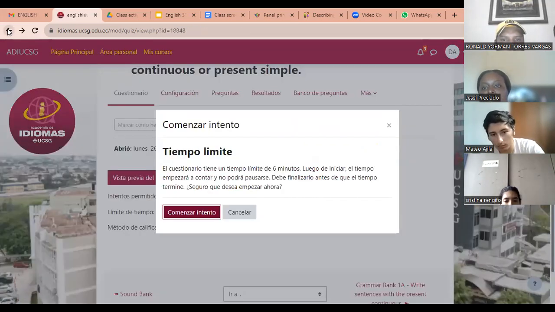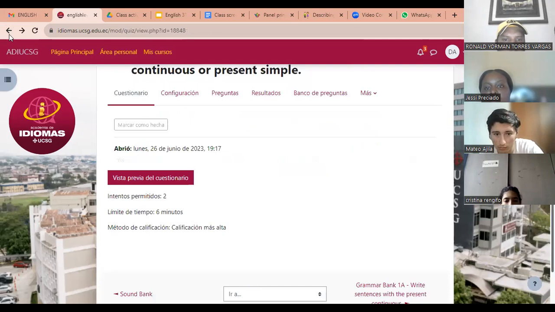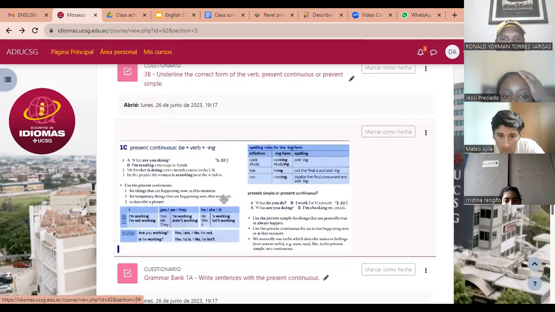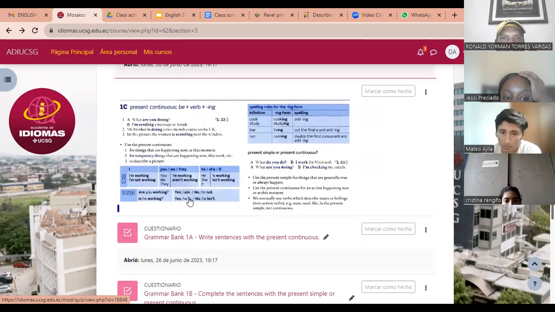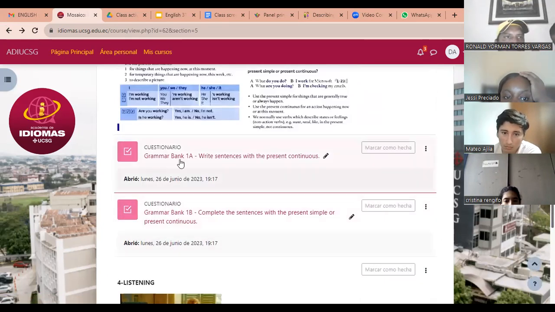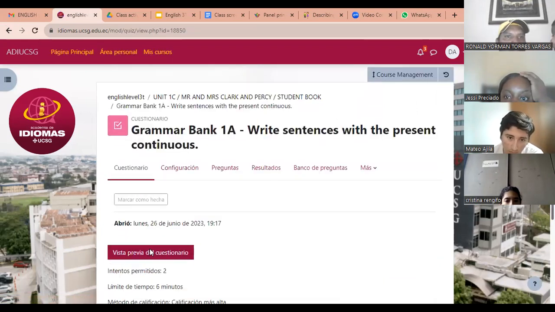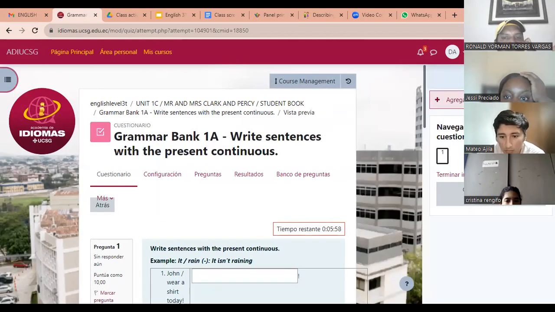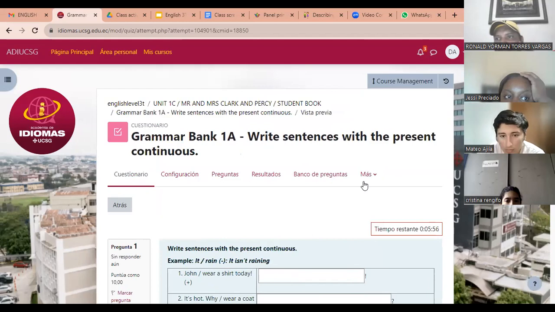Okay. Now, let's keep going. Okay, one more. Let's go to the next one. So that was 3B, right? Now, we have one more. It's called Grammar Bank. On Grammar Bank, we always have 2 practices, right? So let's do the first one. Let me see. Write sentences in the present continuous.